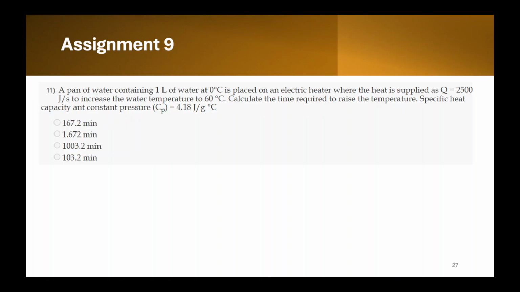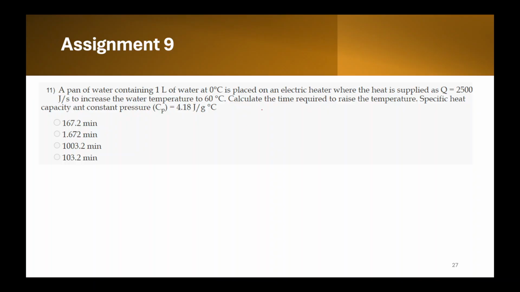Next question, a pan of water containing 1 liter of water at 0 degrees Celsius is placed on an electric heater. This is from assignment 9, so this had unsteady state energy balance and mass balance. This week had a discussion of unsteady state mass balance, energy balance. So 1 liter of water at 0 degrees Celsius is placed on an electric heater where the heat is supplied as Q is equal to 2500 joule per second to increase the water temperature to 60 degrees Celsius.